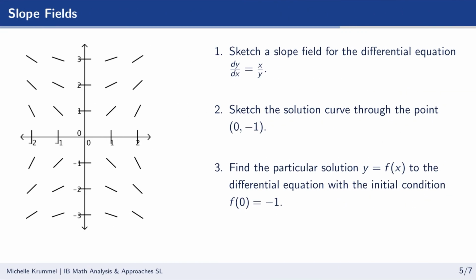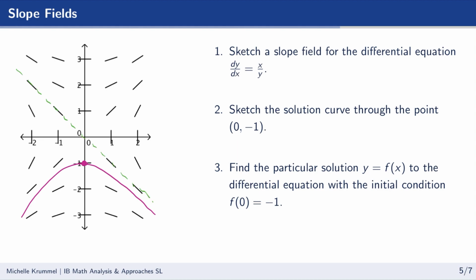And here's what that actually looks like, that slope field. So we did number 1, sketching the slope field. Sketch the solution curve through the point 0, negative 1. So here's the point 0, negative 1. And we have a horizontal tangent right there. So that's going to be a relative max, I can see. And our solution is going to look like so.